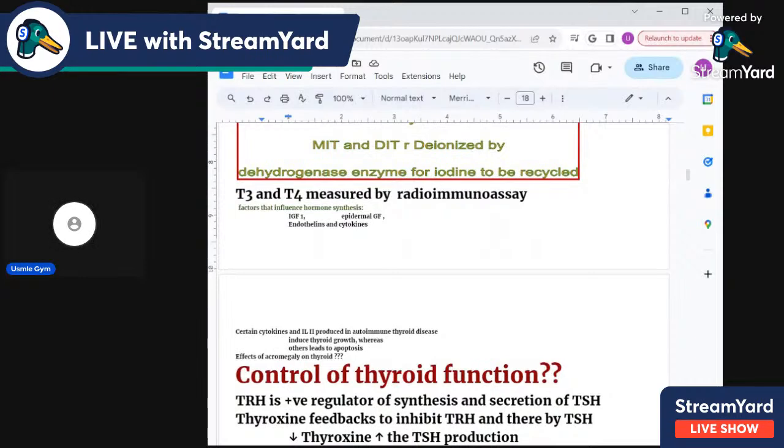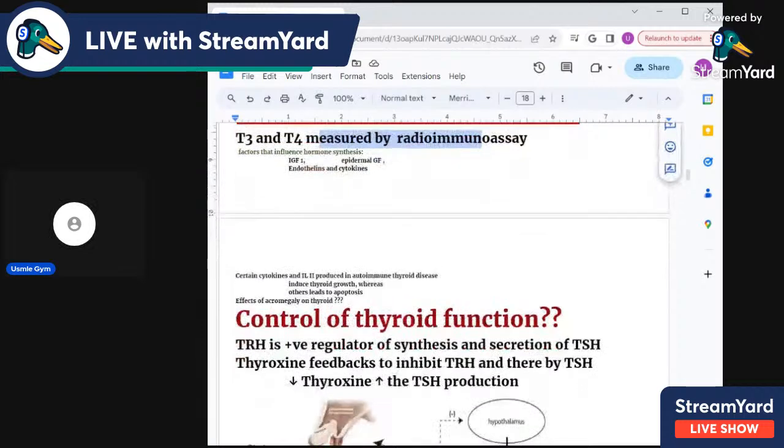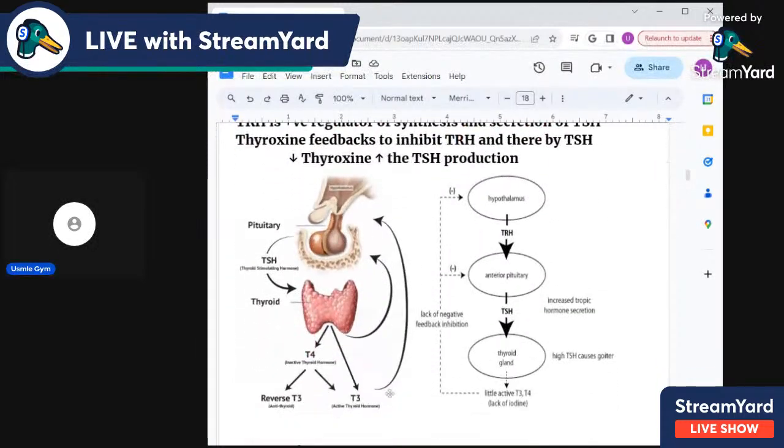And T4 and T3 are measured by radioimmunoassay. Now, control of the thyroid function. This is the thyroid gland here at the bottom. It produces thyroxine that acts on both the pituitary and the hypothalamus. Hypothalamus produces TSH release hormone, and pituitary produces TSH to act on the thyroid to produce thyroxine. So this is how TSH acts on the thyroid.